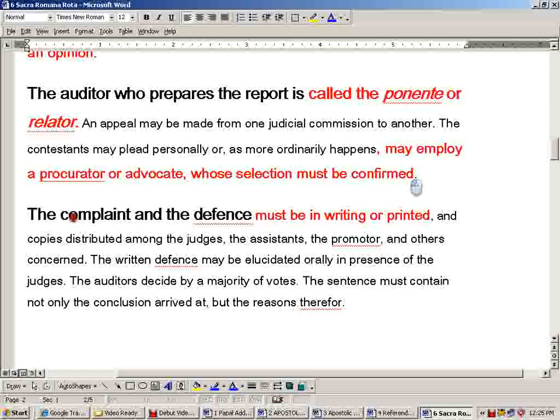The complaint and the defense must be in writing or printed. I don't think you can type it. I think it needs to be in writing or printed. And again, on the diocese website, in the tribunal here in Grand Rapids, there is one guy who's called the auditor.